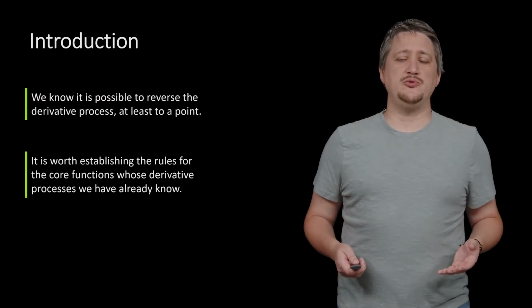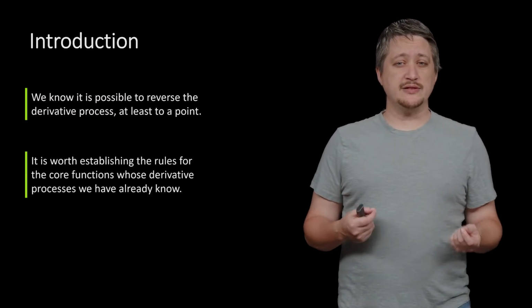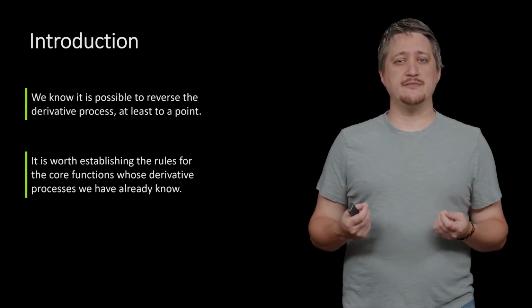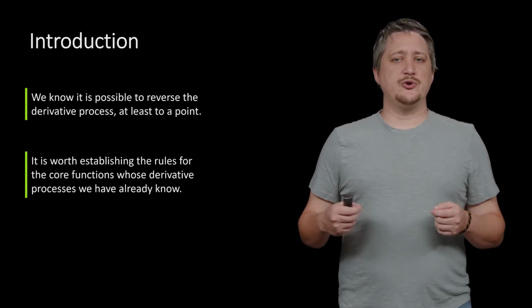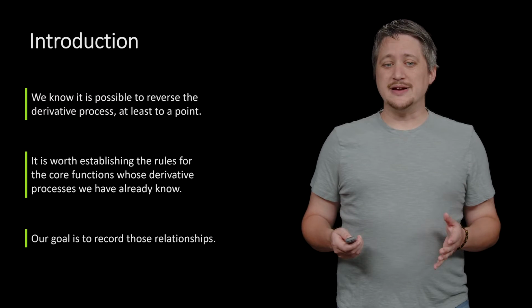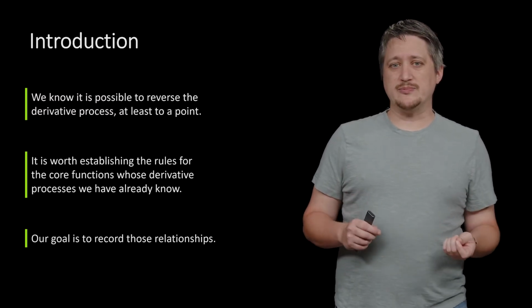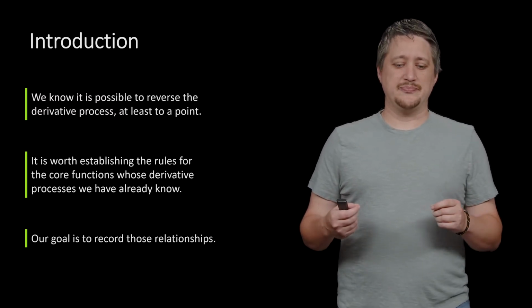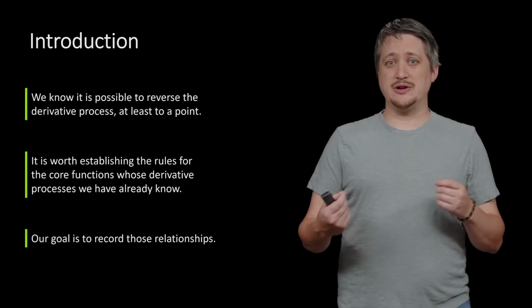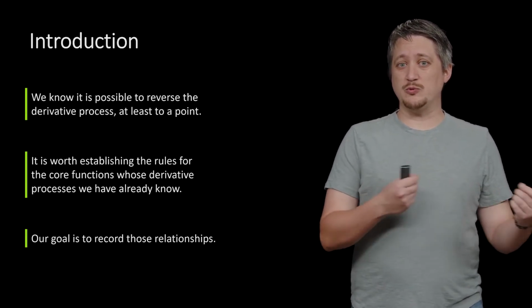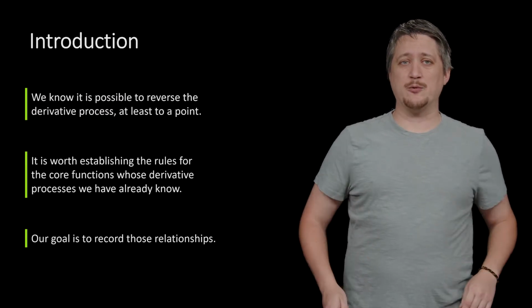Hello. So, we've seen previously that it's possible to reverse the derivative process to a point. So it's worth taking a moment here to establish those rules, at least for the core functions, the parent functions that we're going to be using. Our goal is to record those relationships: if we want to go backward for each of our core functions, what do we get?